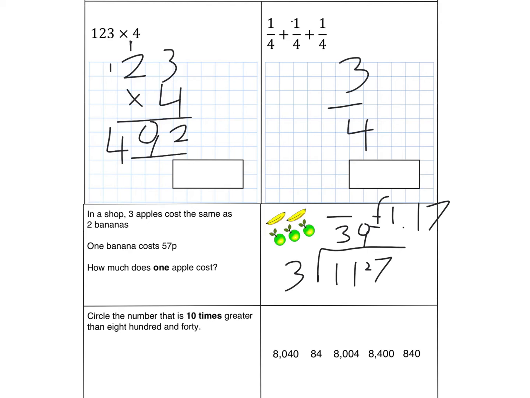The next question, hopefully you'll find this one easy because of the work we looked at earlier in the week. So circle the numbers 10 times greater than 840, so 840, and you know when you multiply by 10 you add on a 0. So which number is the same as mine? This one here.